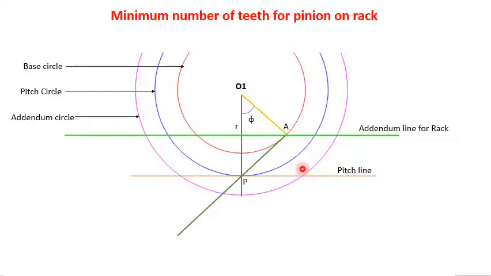Next, this point is the pitch point, where the pitch line and pitch circle intersect, denoted by capital P. Here the pitch line and the tangent line make an angle called phi. Now I am going to draw a vertical line from the point A till it touches the pitch line, because it makes a triangle with this pressure angle. I am going to call this point B.